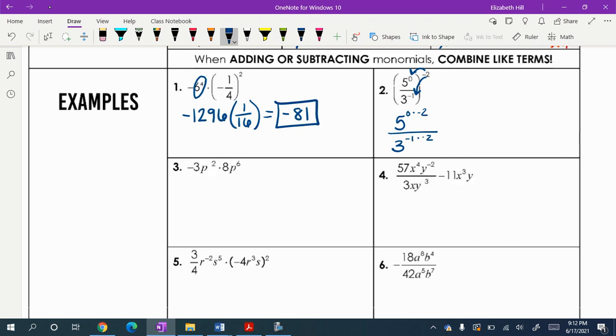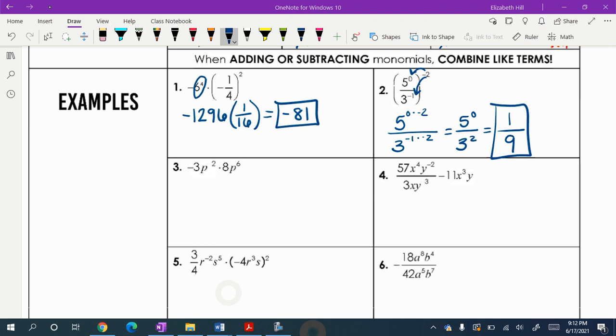Power of a power, we multiply those. So 0 times negative 2, well, that is 0, so 5 to the power of 0, and negative 1 times negative 2 is going to be a positive 2, so 3 squared. Well, 5 to the power of 0, that is 1, and 3 squared is 9. So we are left with 1/9.